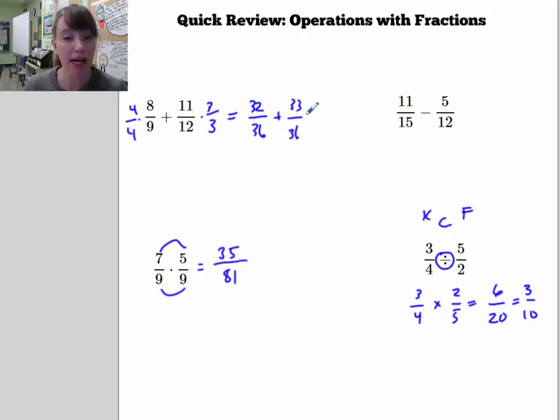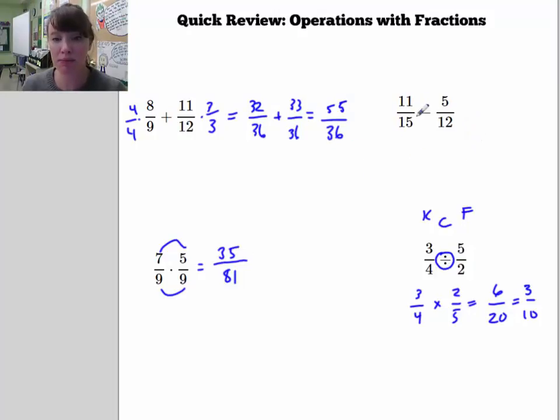Now, when you add them together, what you do is you keep the like denominator, but you add together the numerators. So this is going to be 55. So we have 55 over 36. And you could turn this into a mixed number if you wanted to. You could turn it into a decimal if you wanted to, but I'm not going to include that here today.